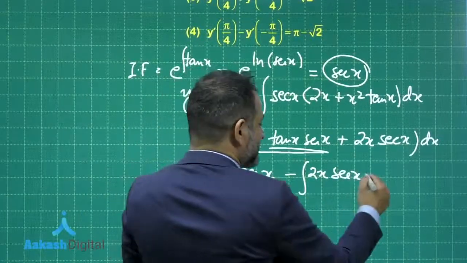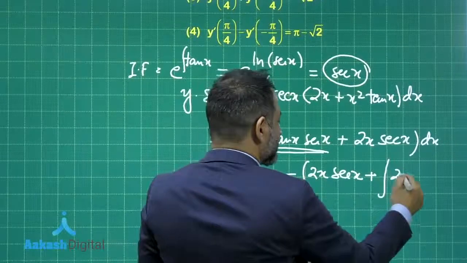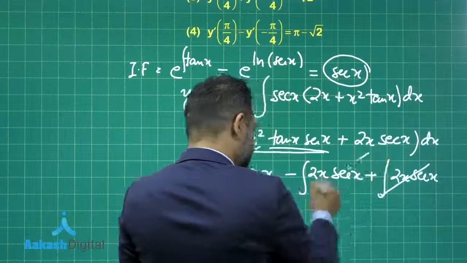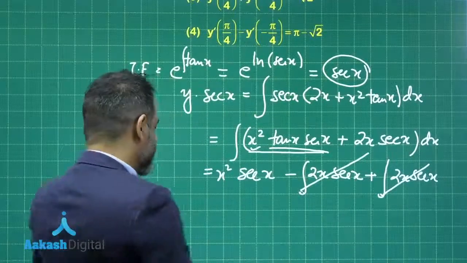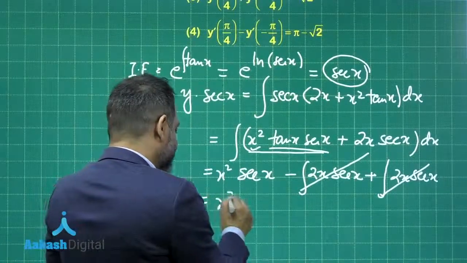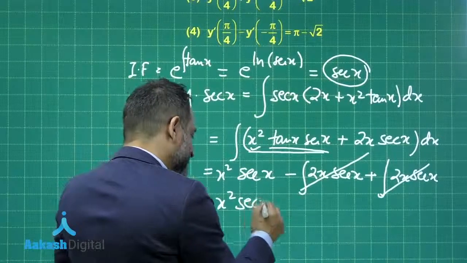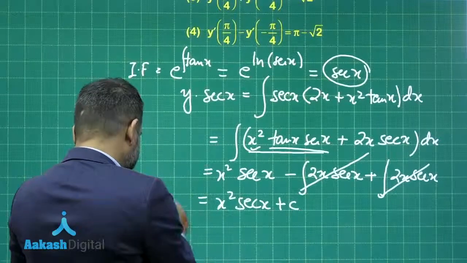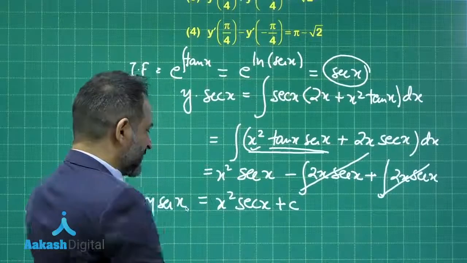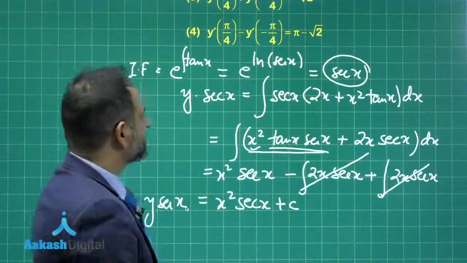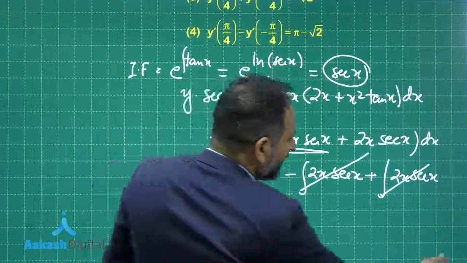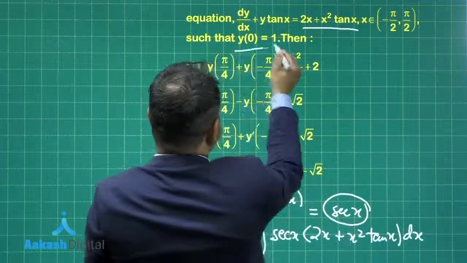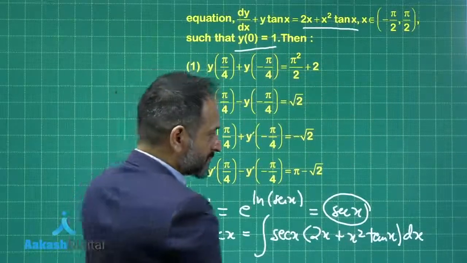Now you can easily see this will cancel out with the remaining part. So here we can see the cancellation here. So we have integration x square secant x plus the integration constant, this is c. Now it is given that the value at x equal to 0 is equal to 1.